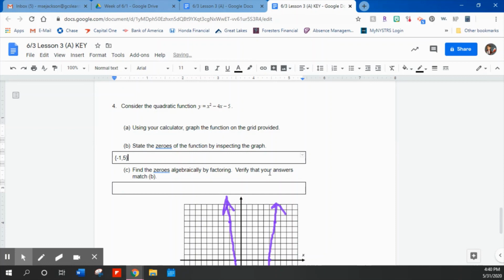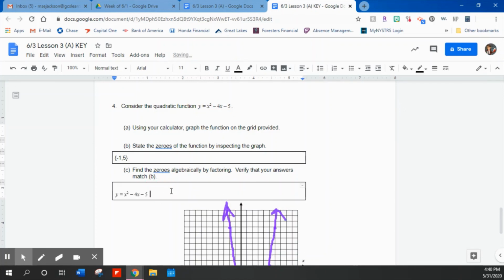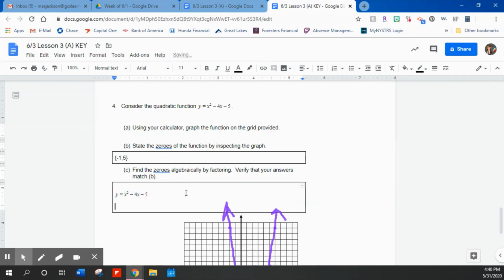Now it says find the zeros algebraically by factoring and verify that your answers match. So let's take this quadratic. Okay, looking at GCF, we don't have a GCF here. We cannot do dots. So we are stuck with factoring. So factors of 5 that subtract to 4. So we've got 1 and 5. There's no other option here. So we double bubble.